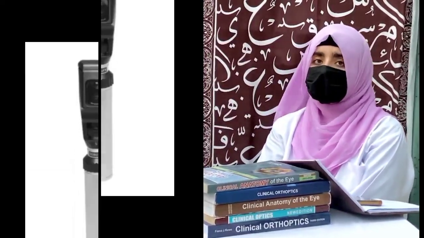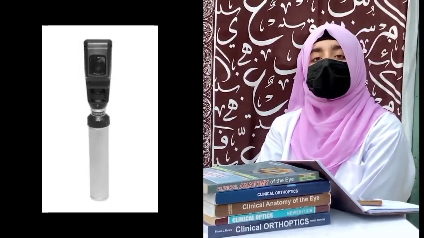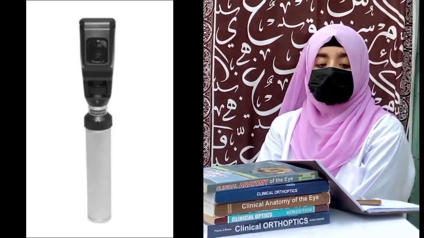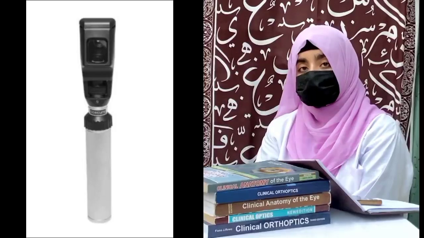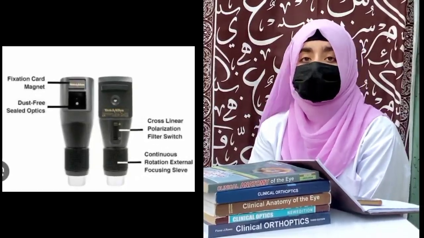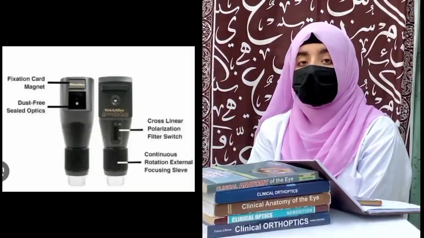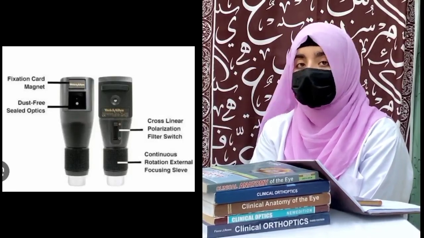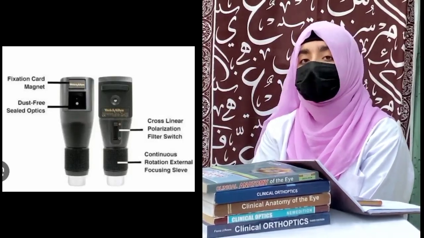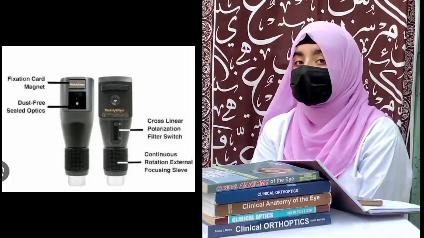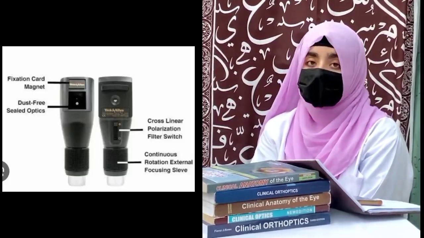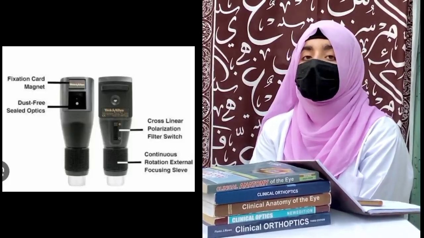Now the question is, what is a streak retinoscope? In a streak retinoscope, the light source is linear, the intensity and type of beam can be controlled, and the exact axis can be easily found. It has two systems: the projecting system and the observation system. The projecting system includes a bulb, condensing lens, mirror, sleeve, and rheostat. The observation system includes a peephole, in which the observer sees the retinal reflex of the patient.